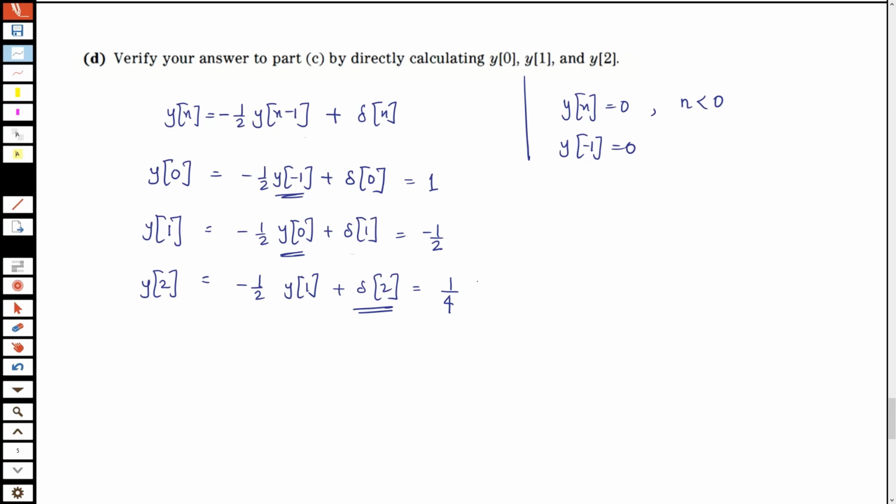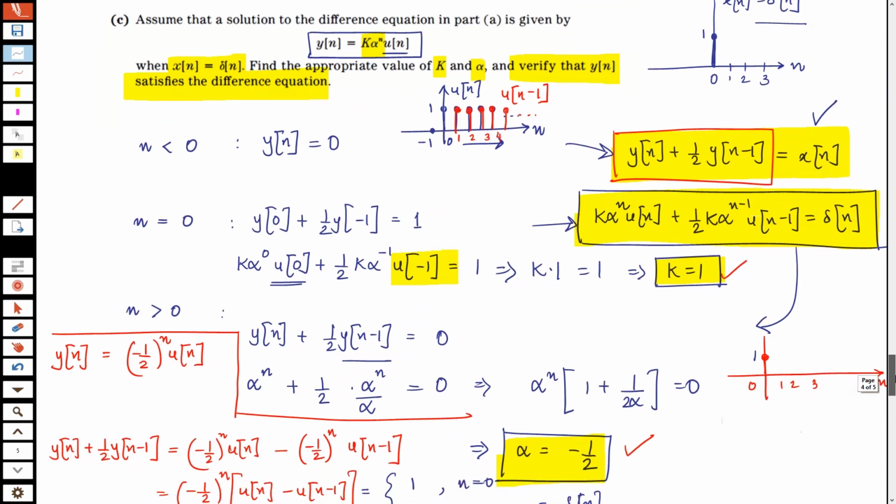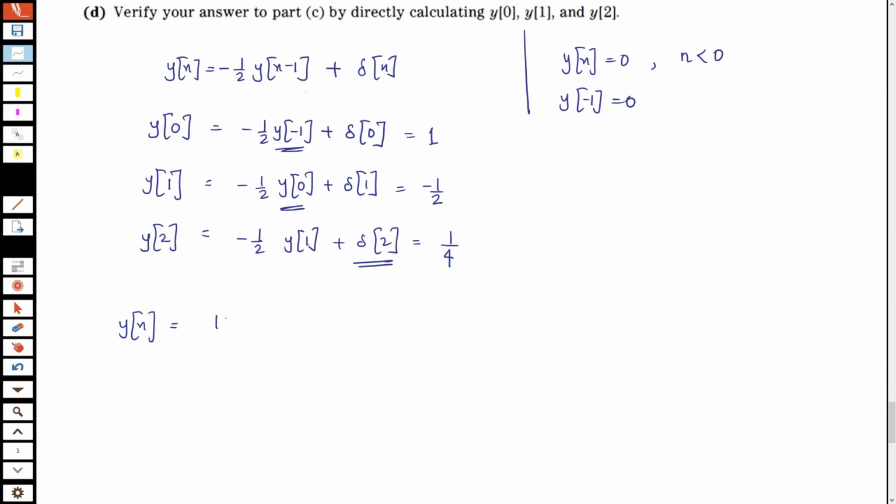So is this what yn really was? Remember what yn really was? Yn was k alpha to the power n un. And we just found that k was 1 and alpha was minus half. So is this what you really get when you plug in different values? Because you have a un multiplied. Of course, you have yn equal to 0 for n less than 0. That means n less than or equal to minus 1, right?